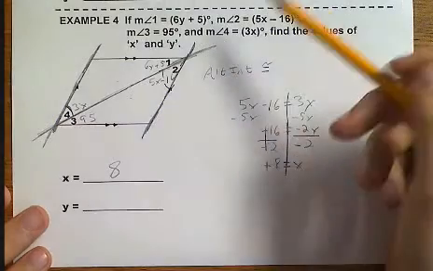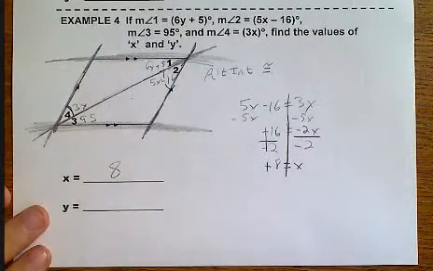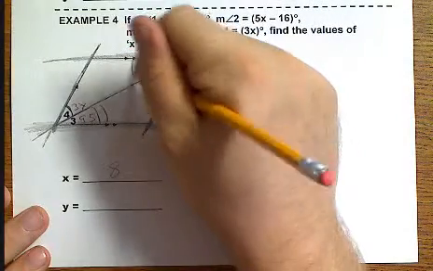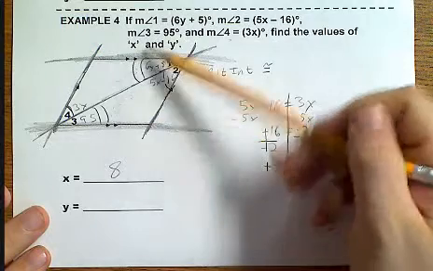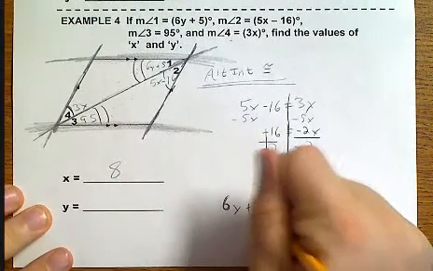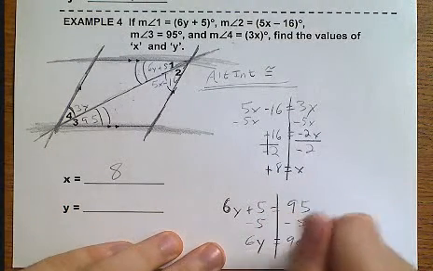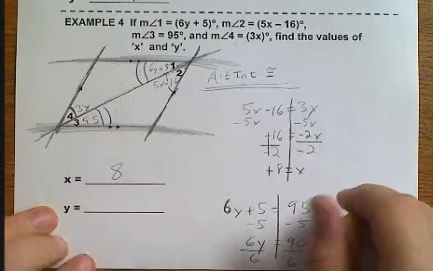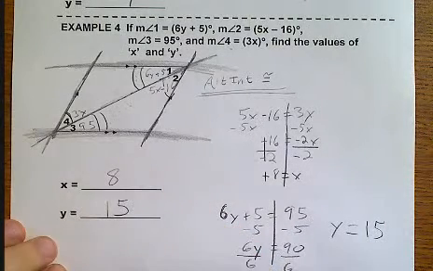Now, let's go and look for y's. My y's have that pair of parallel lines, cut again by a transversal, and these also would be congruent angles. They're opposite sides of the transversal, interior to the parallel lines, so they're also alternate interior. So 6y plus 5 equals 95. If I take 90 divided by 6, I get 15. And so now I know x and y.